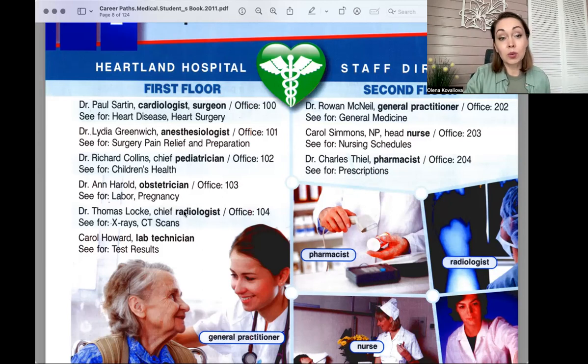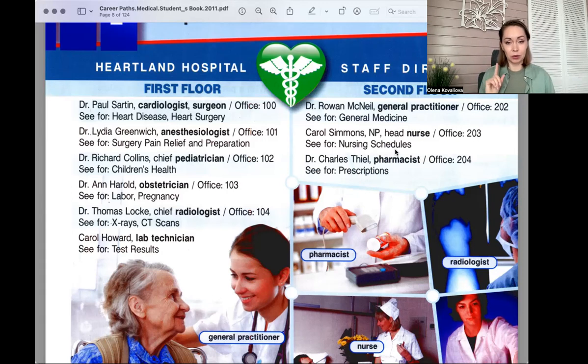Okay, the next one, that's radiologist. As you know, this word X-ray, they do X-ray, they do CT scans. We were working with these two words previously. Next, lab technician. Yeah, that's the person who does some tests, results. And the next move to the general practitioner. That's a person who works in a general medicine, лікар загальної практики. Nurse also, як медсестра. We can see the nurse for maybe nursing schedules.